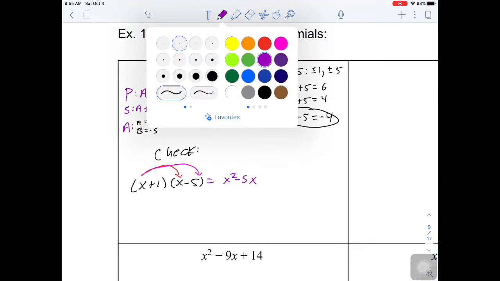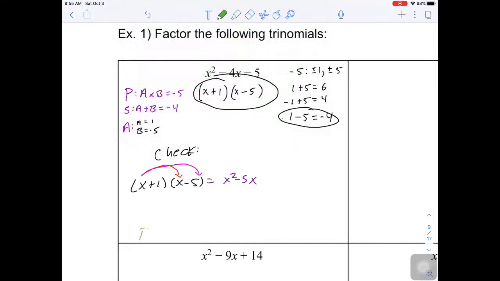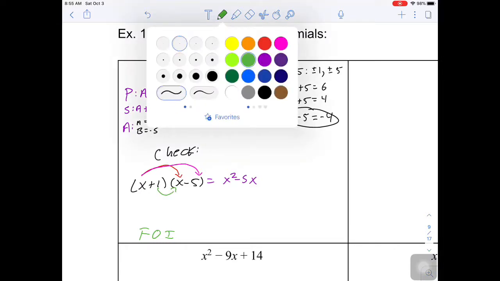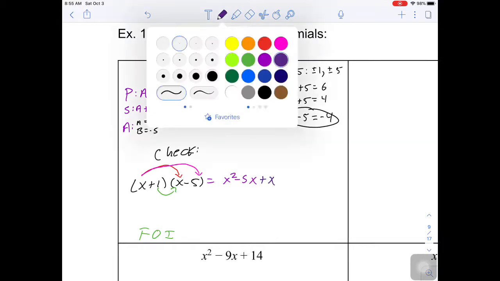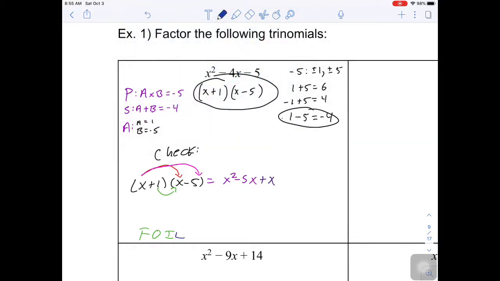And then FOIL: F, O, and now we've done F and O, and now we're at I, which is inner, so 1 times x. And that will give me positive 1x. So we're just going to leave it as positive x. And then we will do our L, so FOIL, L is for last. So these two last numbers here. Positive 1 times negative 5 gives me negative 5.